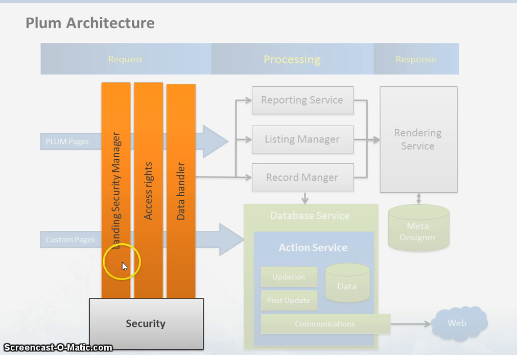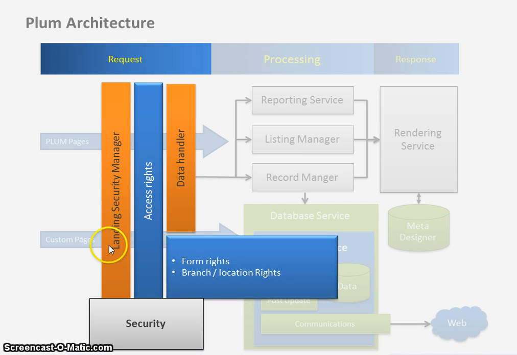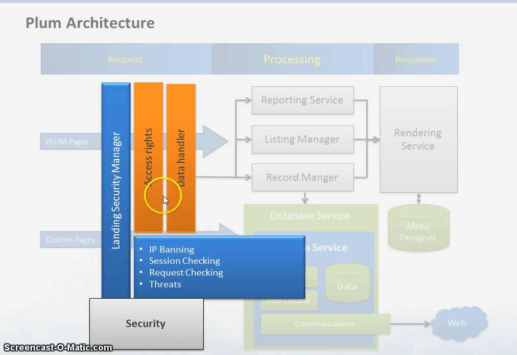When it comes to security, a basic landing security ensures that no cross scripting is there, and you only come from applied IPs or IP ban which is being implemented. And then the second layer ensures that you have the proper access rights.